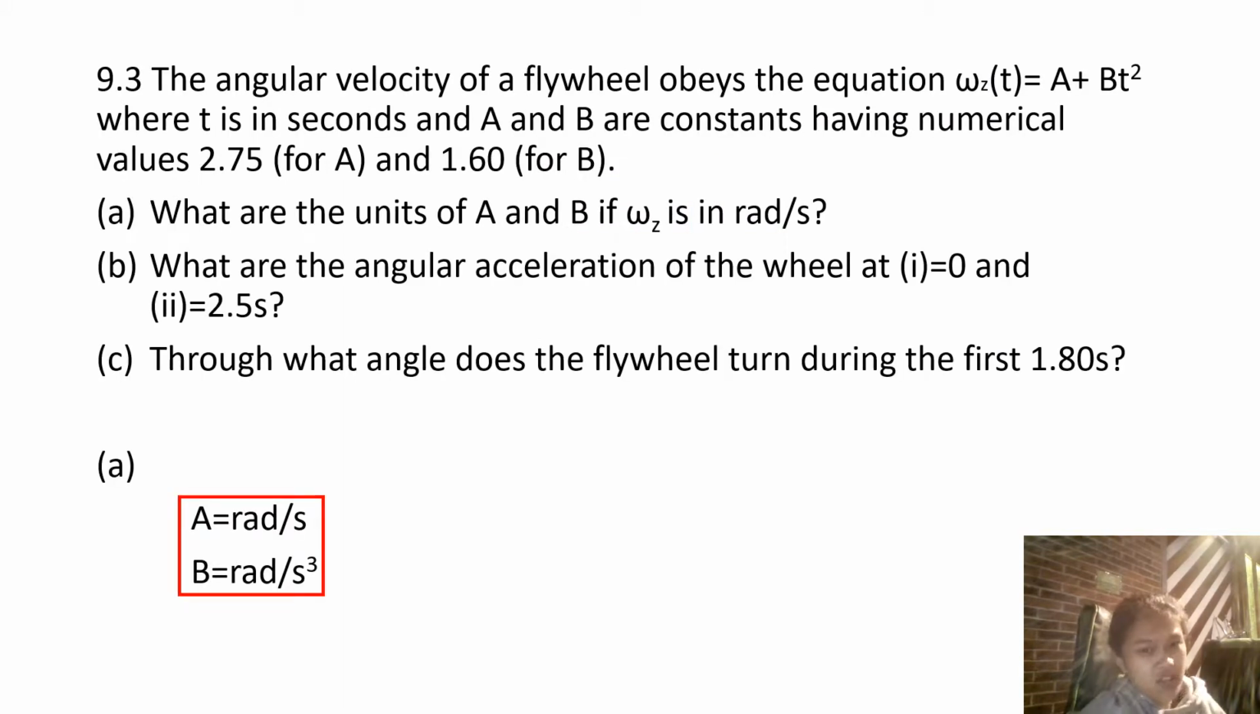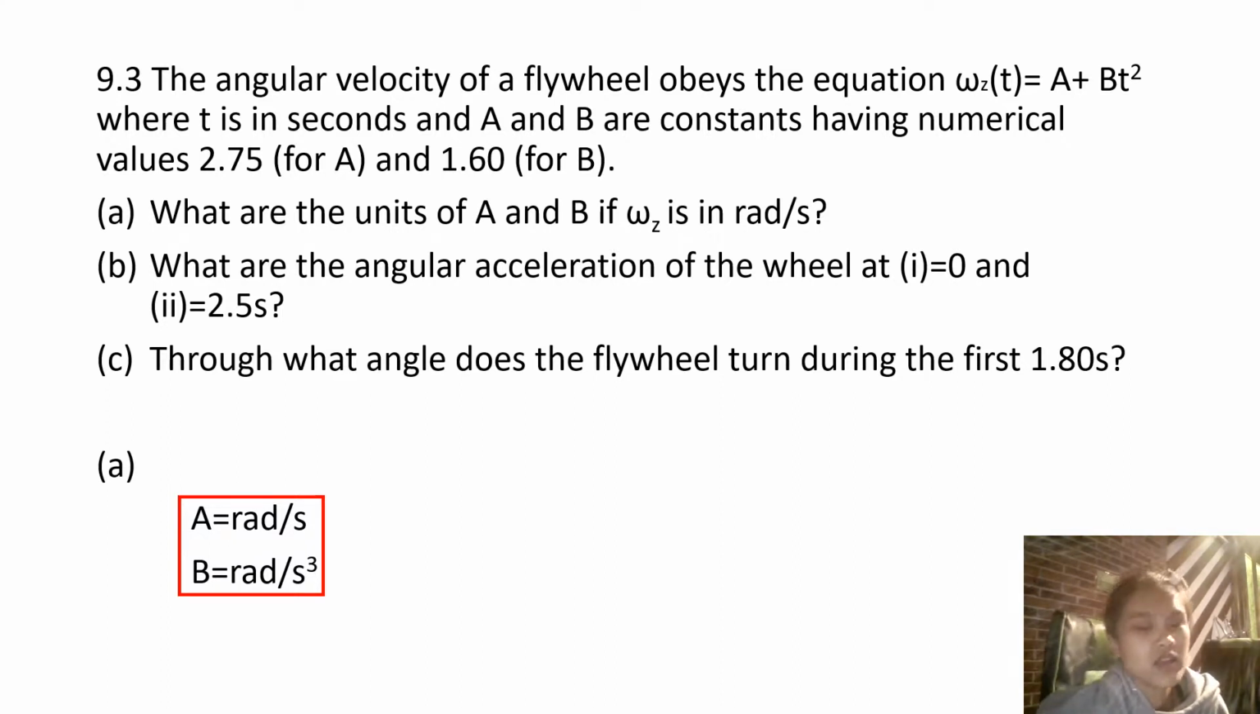The angular velocity of a flywheel obeys the equation a plus b times t squared, where t is in seconds and a and b are constants with numerical values 2.75 for a and 1.60 for b. We have to determine the units of a and b if the angular velocity is in rad per second, then calculate the angular acceleration of the wheel at time 0 and time 2.5 seconds, and then find through what angle the flywheel turns during the first 1.8 seconds.